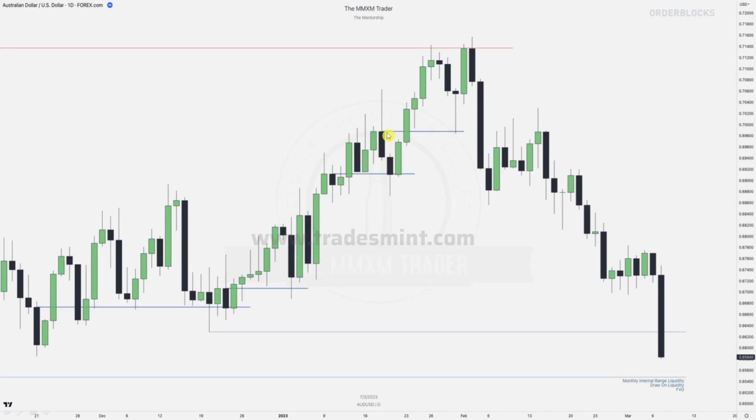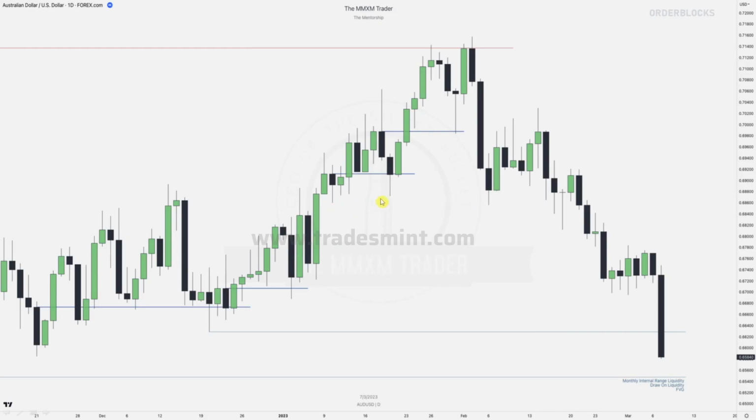So we have an order block and a fair value gap coupled up with each other, making this even more high probability that this is a very good level to buy from. After that, price action pushes up into that external range liquidity, and eventually we drop lower and lower and lower.